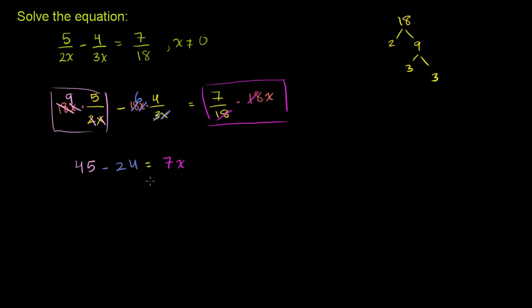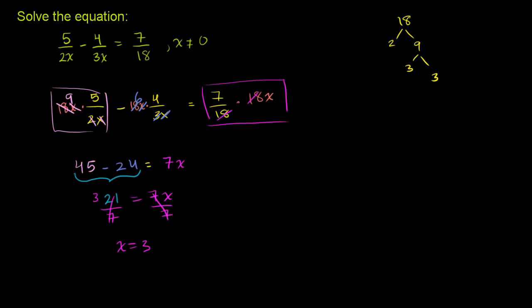And now this becomes a much, much simpler equation. What's 45 minus 24? 45 minus 20 would be 25. Then you subtract 4 more. It's 21. So you get 21 is equal to 7x. Divide both sides by 7, and you get x is equal to 3.